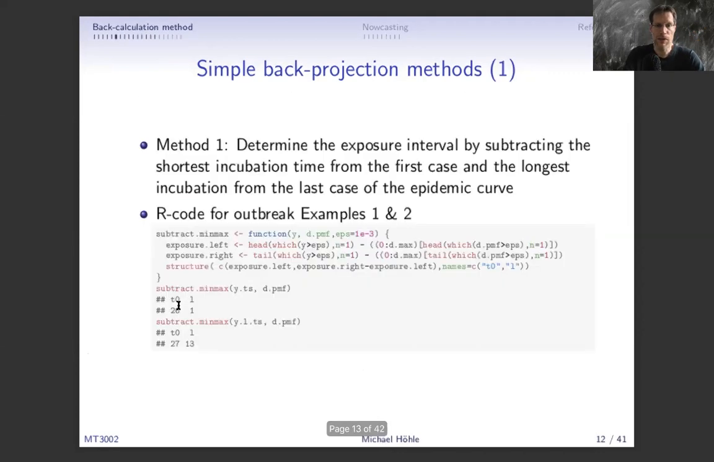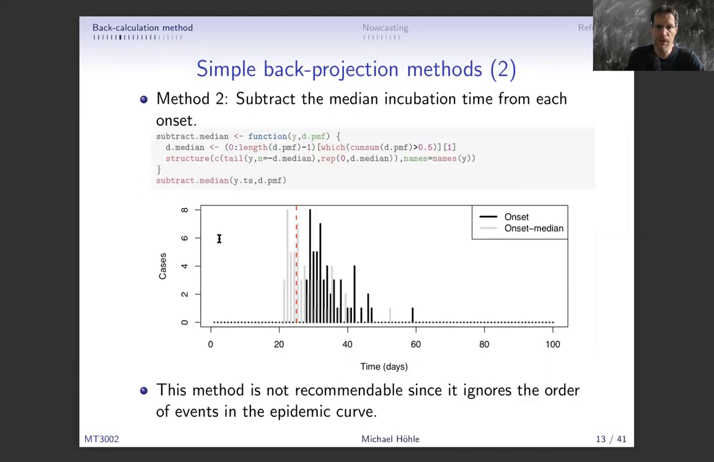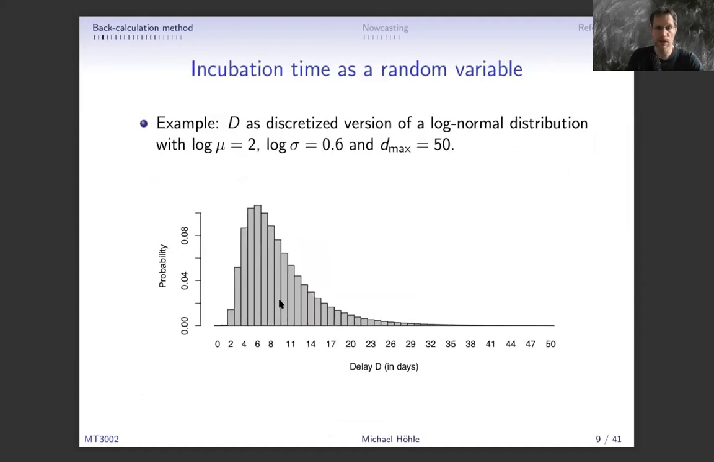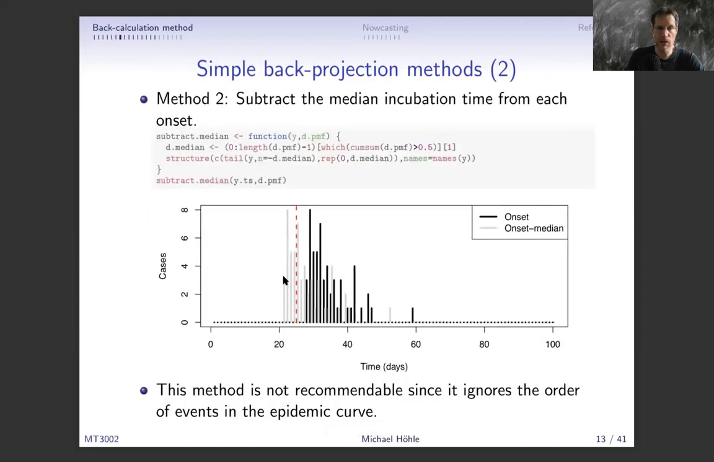But the problem is that this method is not very good, because it ignores the structure of the incubation time. Even worse is what you typically see, which is that you subtract the median incubation time from each onset. So you simply shift the curve to the left, either by the 5 days which I said, or 4 days. So here is the median of the distribution, and you subtract that from the curve, and then you get the gray curve, which is your exposure interval.